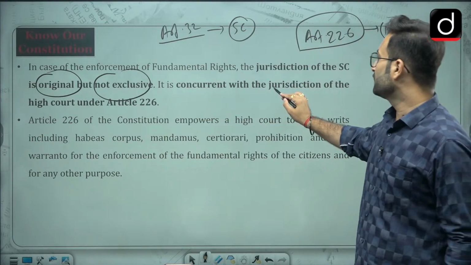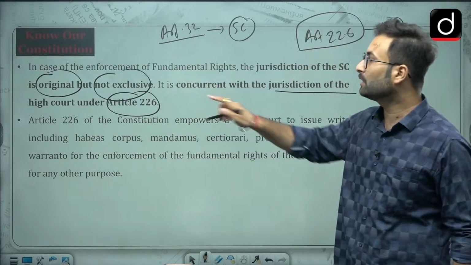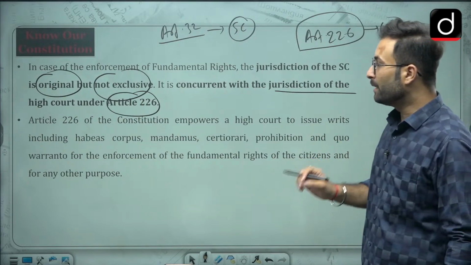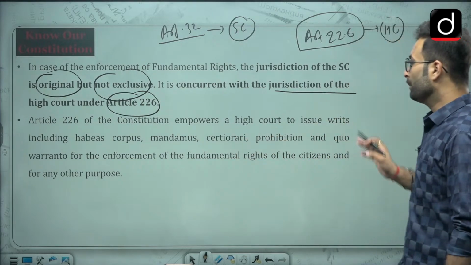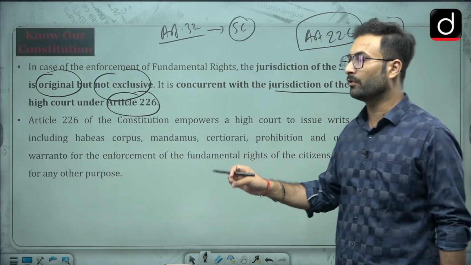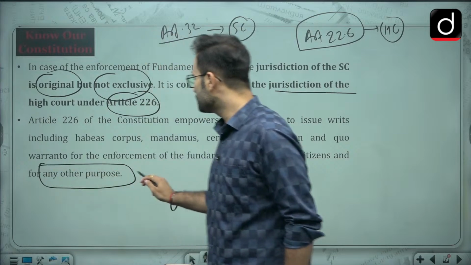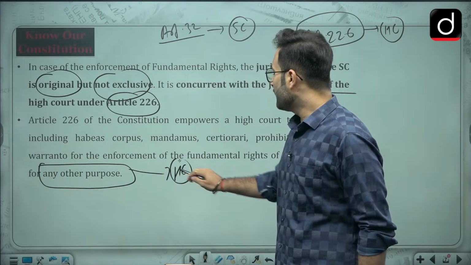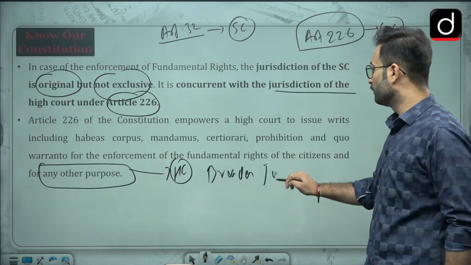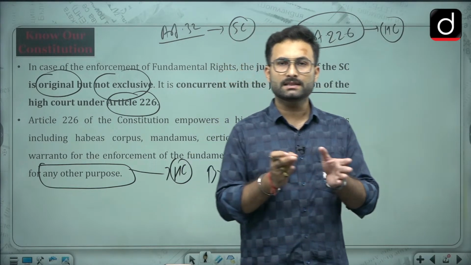It is concurrent with the jurisdiction of the High Court under Article 226, which we have seen. Article 226 of the Constitution empowers a High Court to issue a writ including habeas corpus, mandamus, certiorari, prohibition, quo warranto for the enforcement of the fundamental rights of the citizens and for any other purpose. Here, for any other purpose means that the High Court has a broader jurisdiction. So that is about Article 226 as well as Article 32.